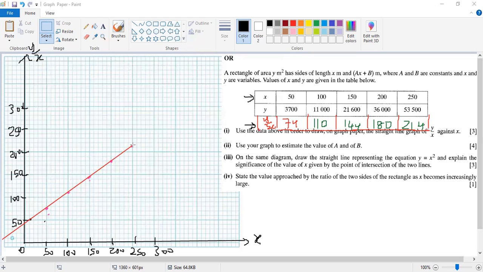Okay, so this is an example of how to draw. Sorry about that, it's an estimation like this. Okay, how to draw this, we should use a ruler. Okay, use your graph to estimate the values of a and b.